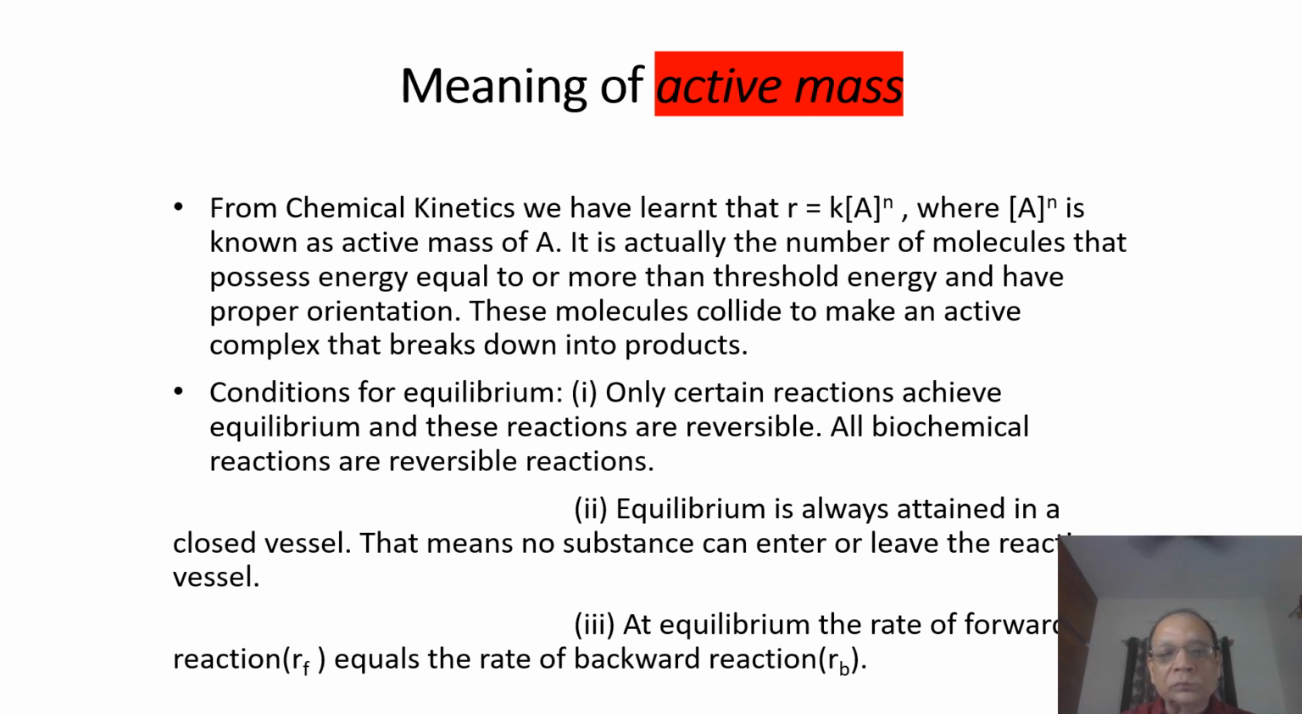Conditions for equilibrium: only certain reactions achieve equilibrium, and these reactions are reversible. It's very important. These are reversible reactions. All biochemical reactions are reversible in nature. Equilibrium is always attained in a closed vessel, so this is also very important. And that means no substance can enter or leave the reaction vessel. At equilibrium, the rate of forward reaction Rf equals the rate of backward reaction Rb.